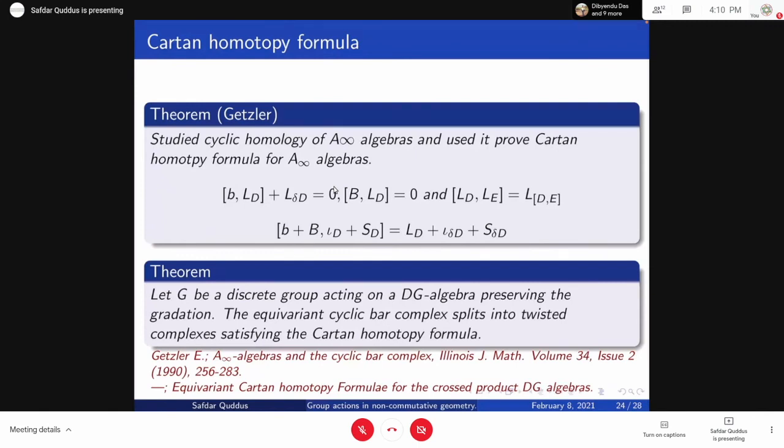But when it comes to the equivariant case, we have the cyclic cohomology of the cross product with a group action on a DG algebra. In fact, in that case also, it's proved that we will have a Cartan homotopy formula, which is basically trying to understand each of these split components of the cyclic homology.